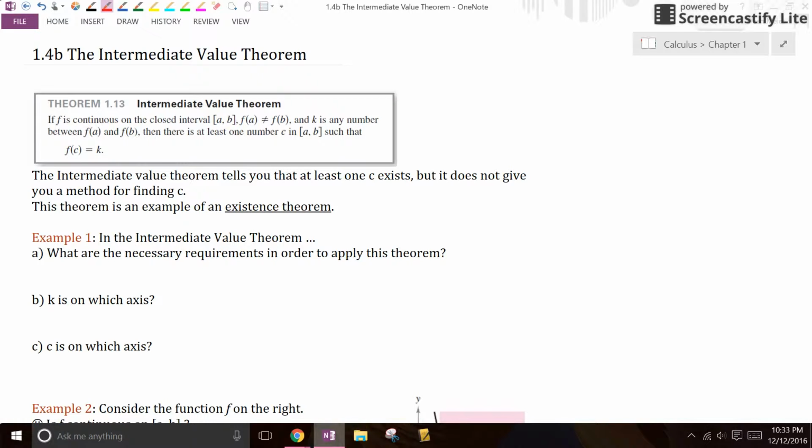Meyer and 14B, the intermediate value theorem, or what we like to call the IVT. It's something we're going to need to use later, or refer to at least later. And so we want to make sure we've talked about it and know what it is.